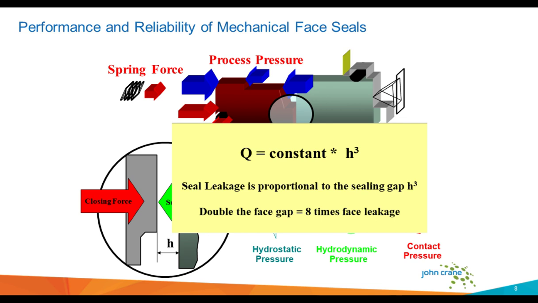We look at that leakage near Q. It's normally seal leakage is proportional to the sealing gap, H cubed. So in reality, it's very critical to control this gap, as if we double the size of this gap, because of the cube, it's actually 8 times higher face leakage. If it's triple, only a few microns, it can be 27 times the leakage.